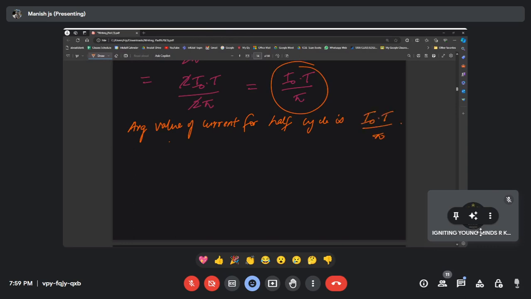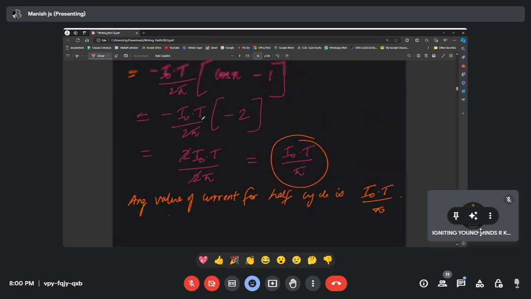By integration only you can find out. Same thing if now they ask for 3/4, again integrate. Limits will change from 0 to 3T by 4. If it is for 1/4, 0 to T by 4. That's it, children. Otherwise, the steps will remain the same.